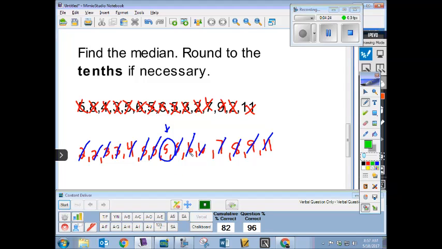Now, a little check that you can do tomorrow on the summative is, real quick, just count up how many cross-offs you have on each side of your median. You should have the same amount. 1, 2, 3, 4, 5, 6, 7.